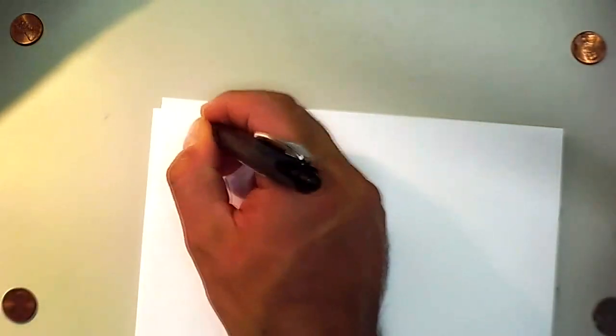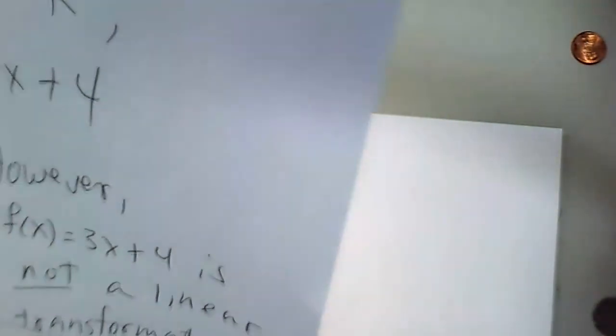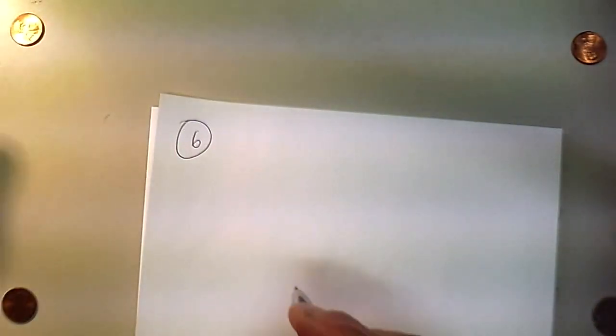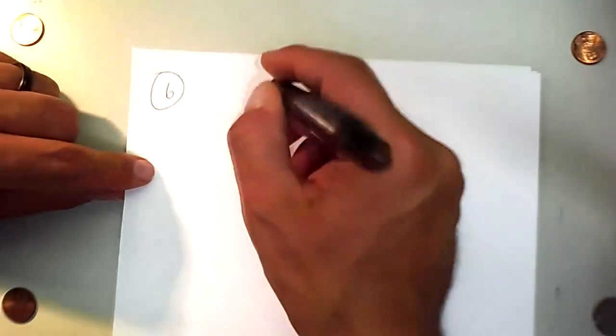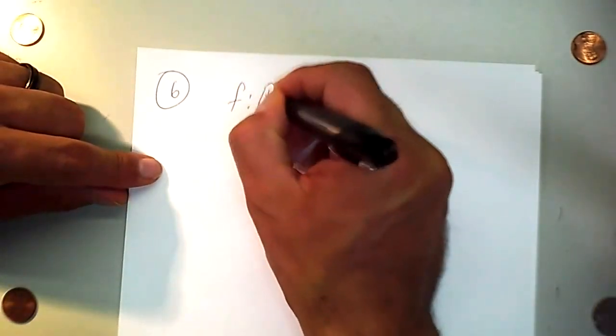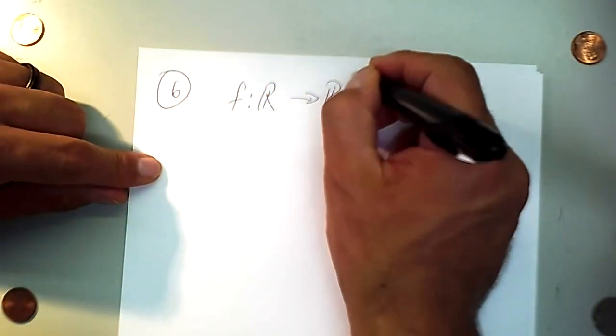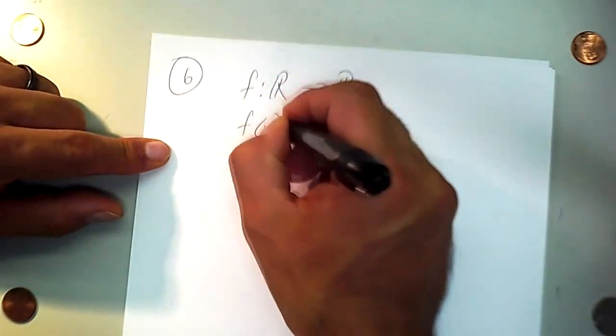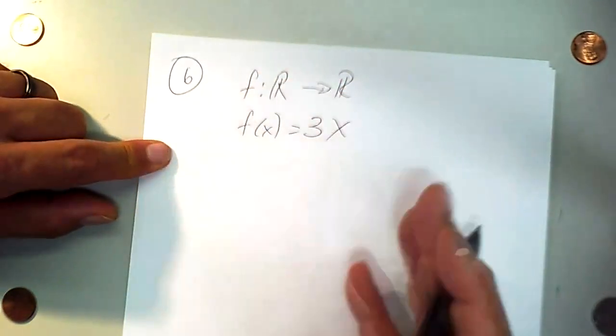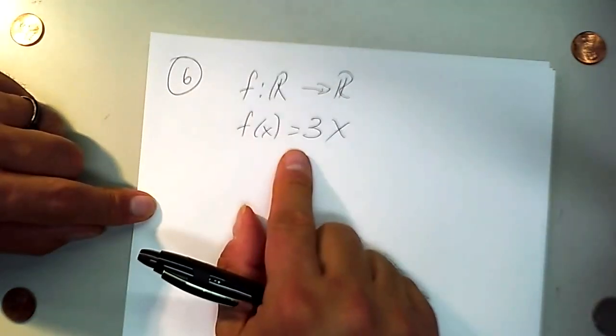6. So what is a linear transformation from R to R? If that one wasn't, which one is it? Let me give you an example. F going from R to R, defined as f of x equals 3x without the 4. That is a linear transformation.